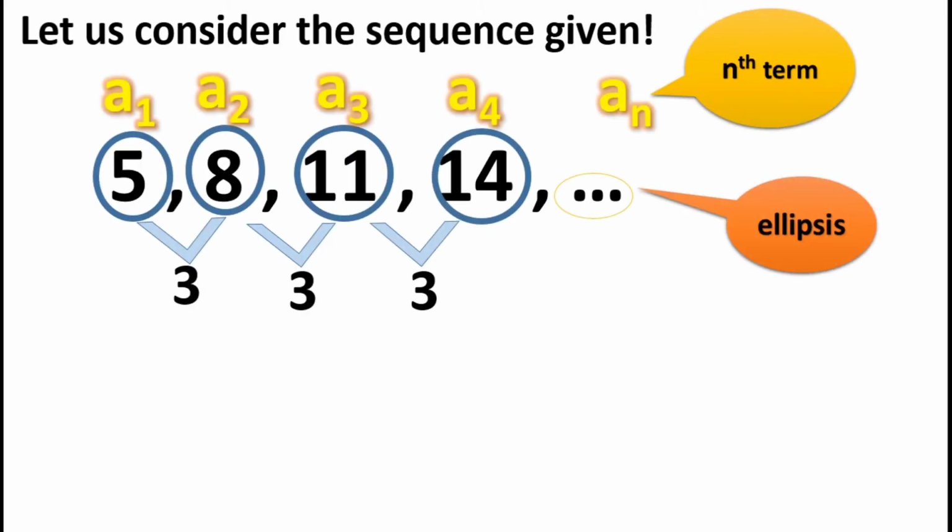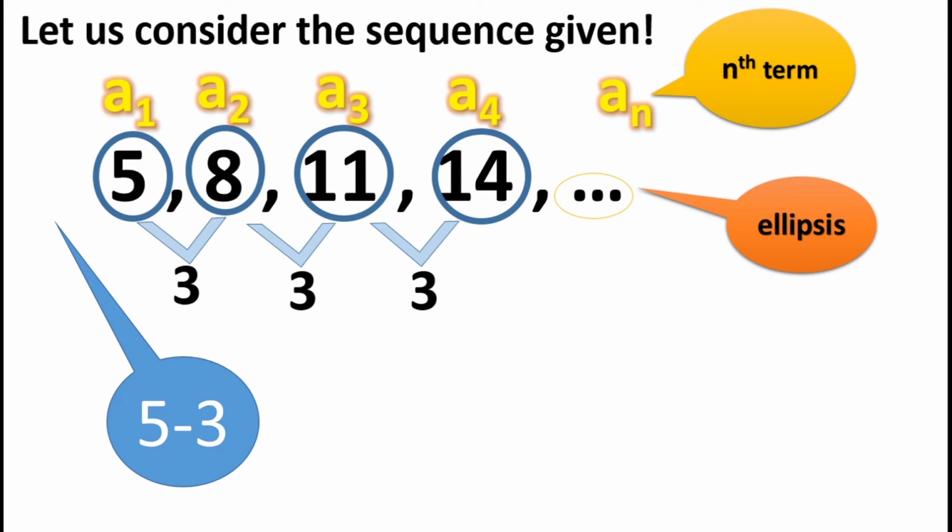After getting the common difference, let us try to find the term before 5. How could we do it? It's just very simple. You just subtract the common difference, which is 3, from your a sub 1. So we have 5 minus 3, that is 2. Very good.